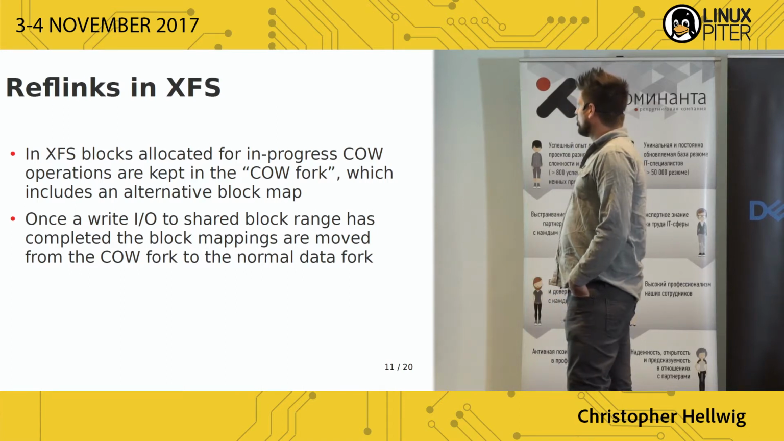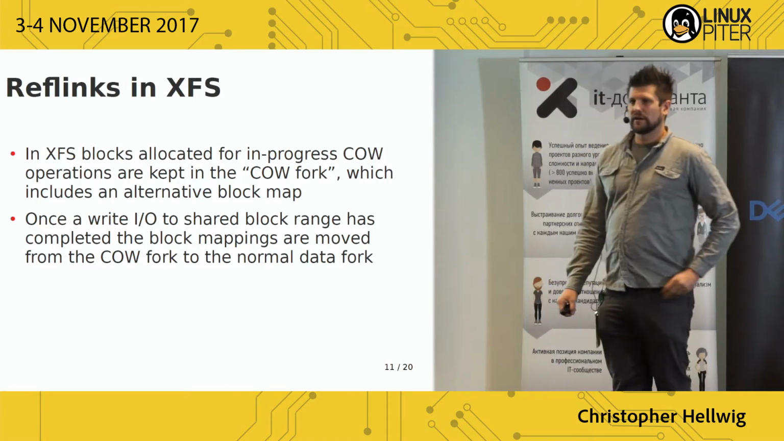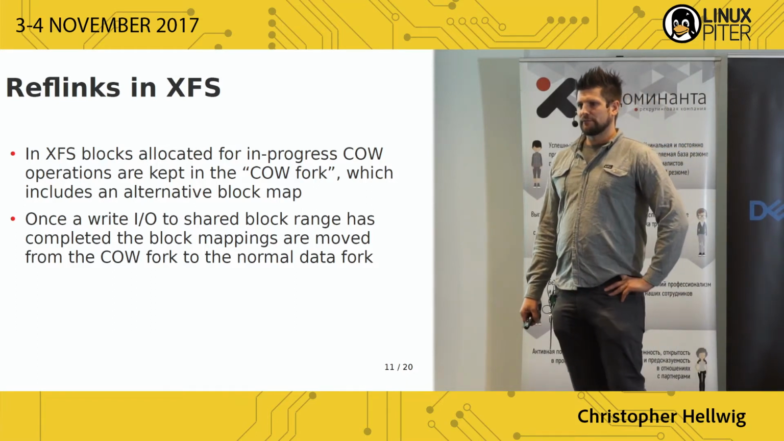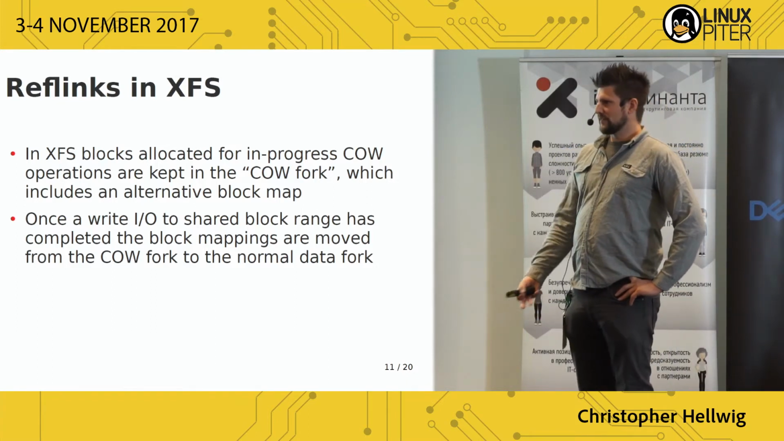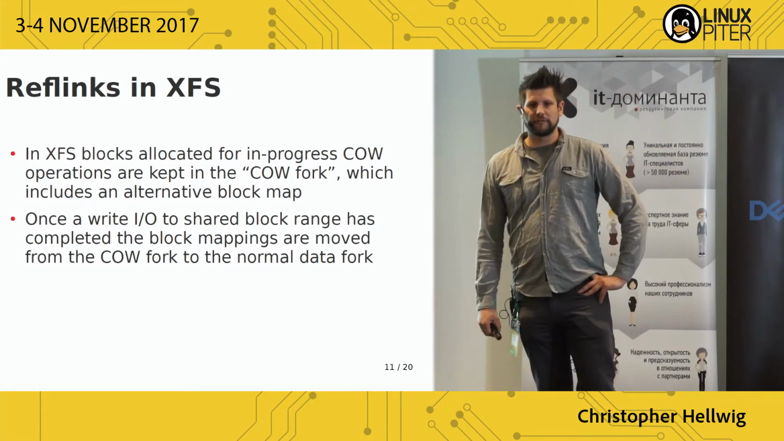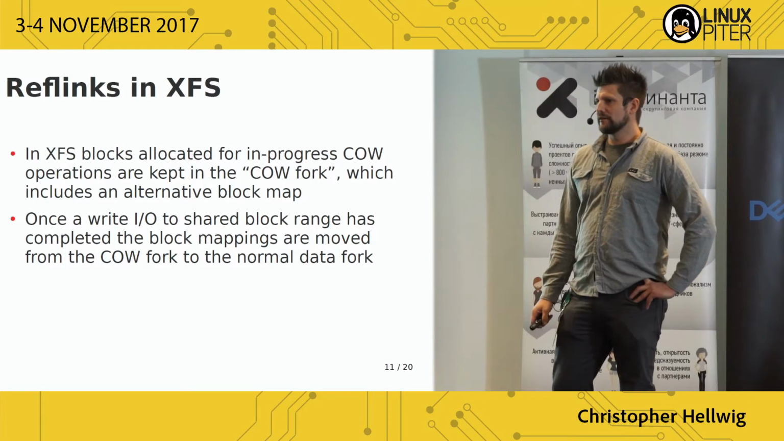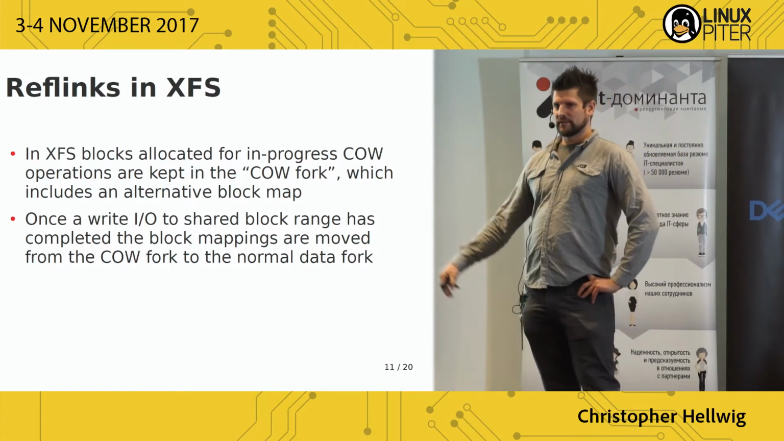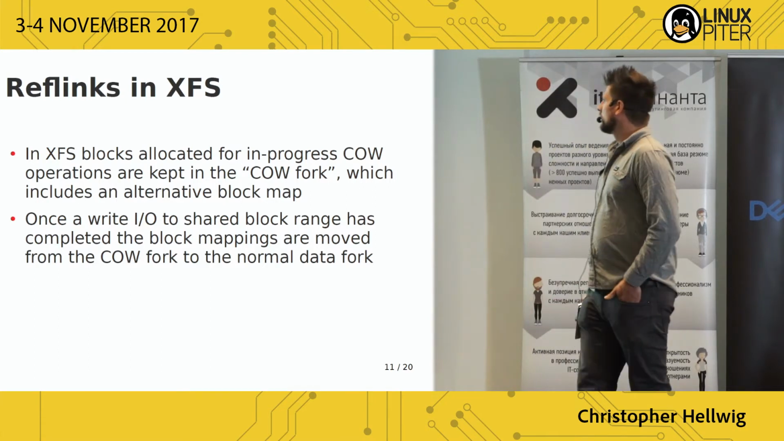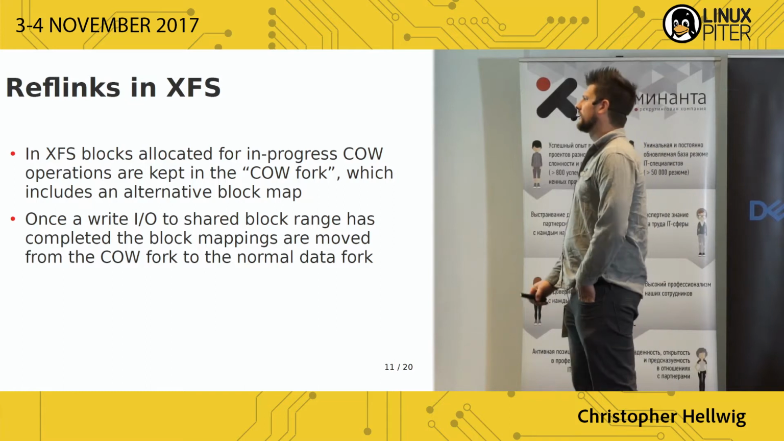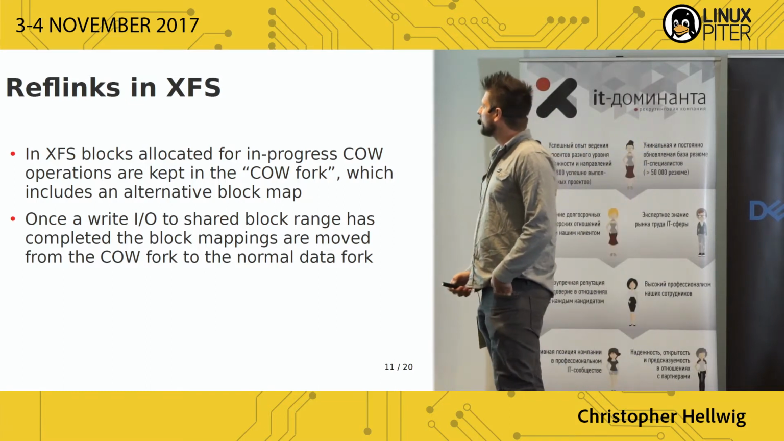And this is usually only done as long as the actual I/O is pending. So if we start the write system call that updates the area, we introduce the alternative extent map for that region, and then once the cache has been written back to disk, we can remove it again because we transfer the information in the block mapping and the cow fork into the normal data fork.